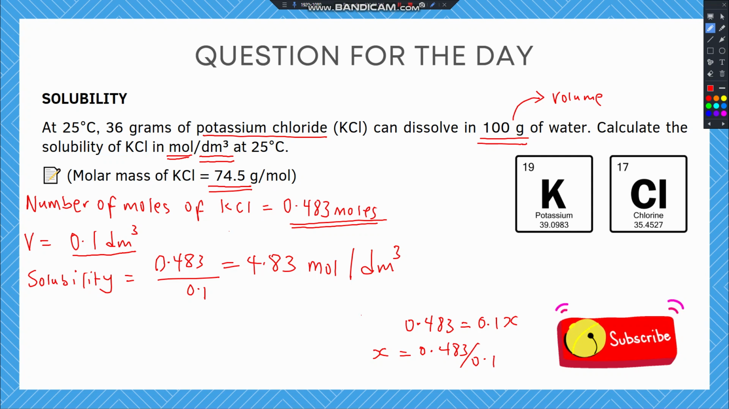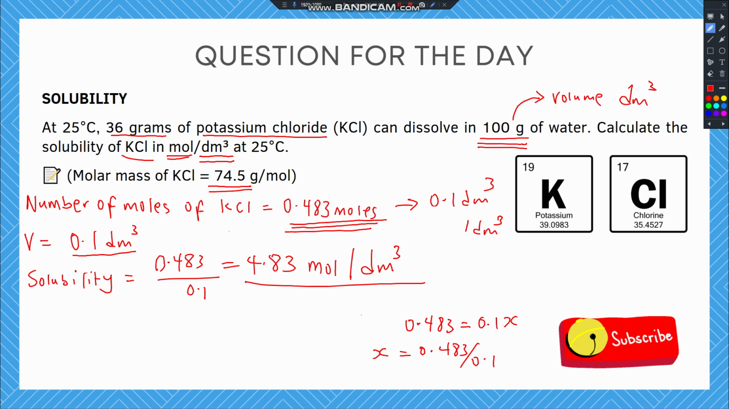I'm sure you saw how we carried out each of the steps. So first things first, we converted these 36 grams to number of moles, and we converted this 100 grams into volume in dm³. And then we used the relatable formula. If 0.483 moles is contained in 0.1 dm³ of water, then how many moles will be contained in 1 dm³? So we cross multiplied and we found it to be 4.83. That is the solubility of potassium chloride in this question.